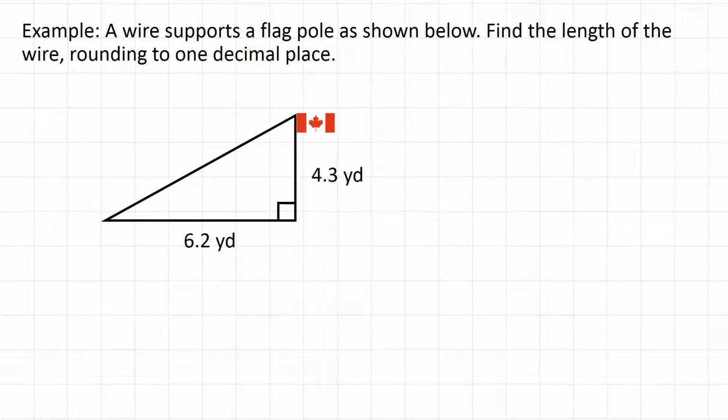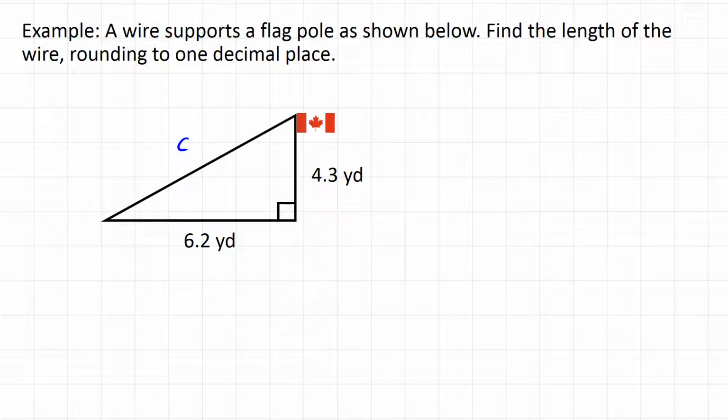Let's do one more example here. A wire supporting a flagpole as shown below. Find the length of the wire rounding to 1 decimal place. So the wire attached to the flagpole here must be the longest side c. And you can see that the flagpole is standing at a right angle. I hope so, otherwise it's a pretty lopsided flagpole.